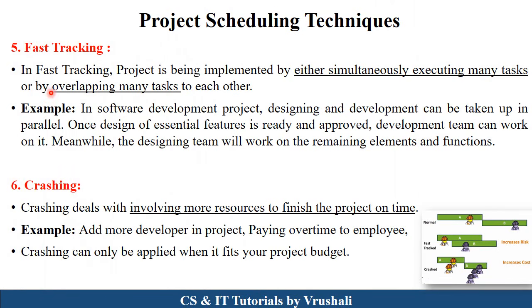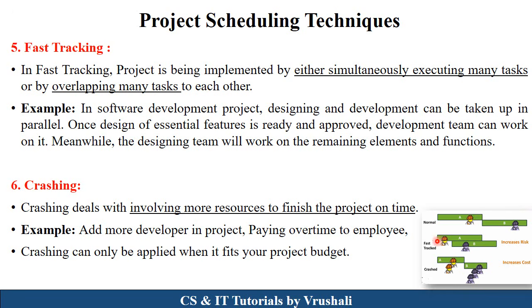Now, the next technique is fast tracking and crashing. Basically, fast tracking means completing your project within a deadline. For that purpose, some work occurs simultaneously, or sometimes there is overlapping. Just take an example. In a software development project, the designing and development phases occur in parallel. First, the designer designs the essential features, which are approved by the customer and sent to the development team. The development team starts their development work. But meanwhile, the design team works on the remaining elements.